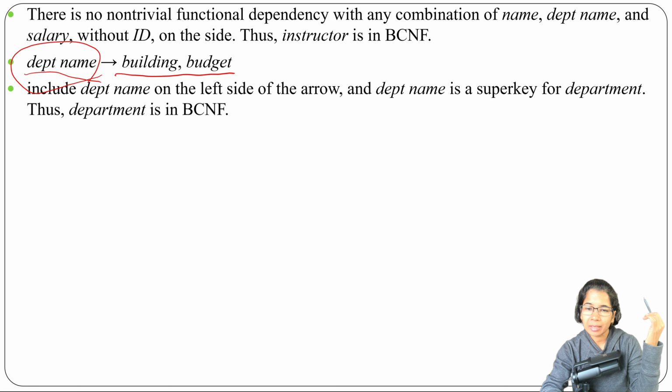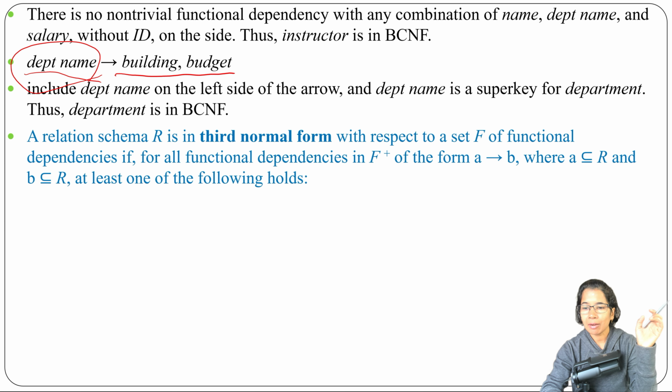We have the same kind of definition for 3NF. BCNF and 3NF definitions are almost the same, just a little bit different. Now see the 3NF definition. I already discussed 3NF with respect to transitive dependency. Now see another definition of 3NF. A relation schema R is in 3NF with respect to set F of functional dependencies if for all functional dependencies in F plus, F positive closure, of the form A implies B, where A is a subset of R, B is a subset of R, at least one of the following holds.